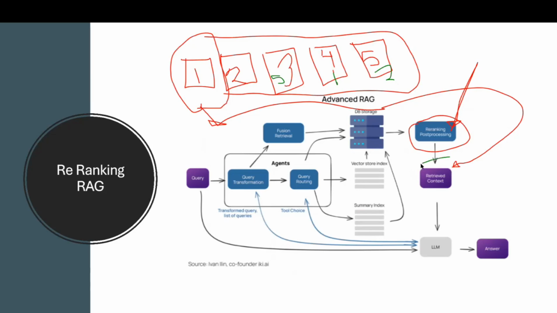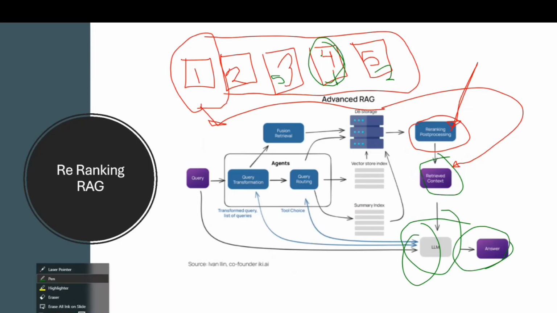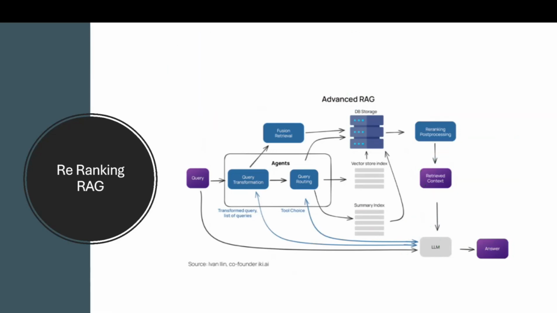So what will happen in the context section, it will give a response based on that fourth one, which is most connected to our query. So in that case the LLM will get the context, the LLM will get the query, and then we will get the appropriate result as a response. Okay, so that's how re-ranking technology works.